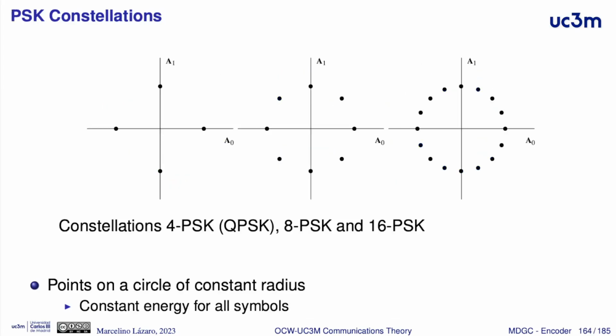In PSK constellations, the symbols are arranged in a circle. They are points in a circle, all of them have the same modulus. This means that all the symbols have the same energy. If we prefer to transmit always a constant energy, this is a good choice for the constellation. A PSK constellation, points in a circle in the plot of the corresponding constellation.